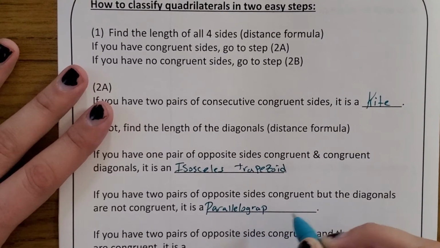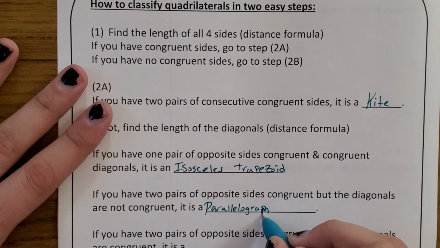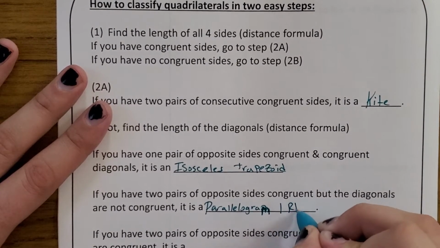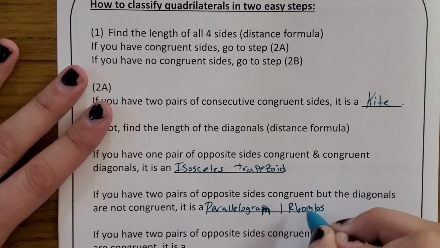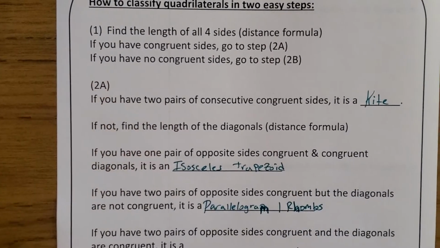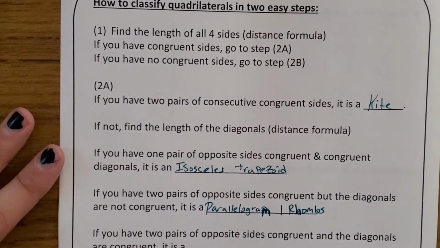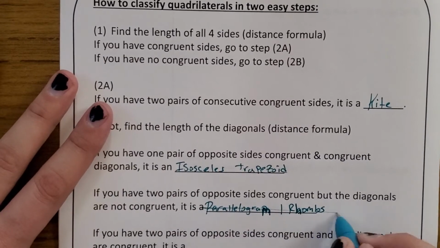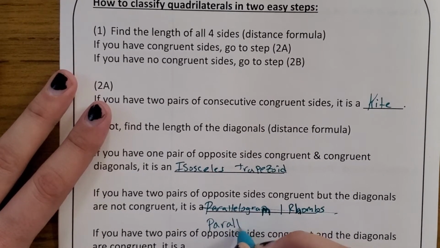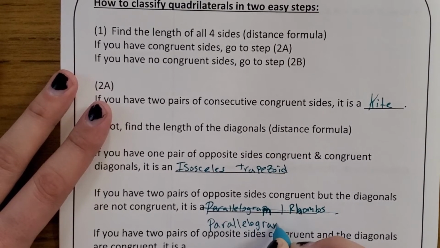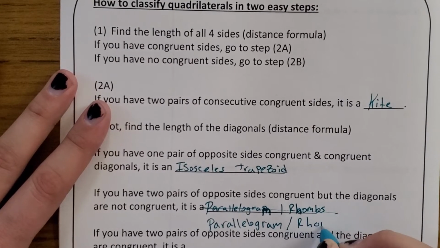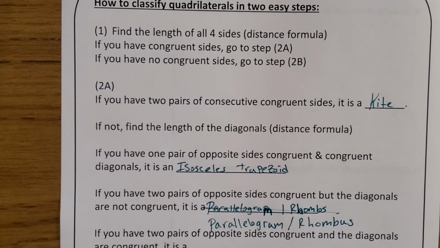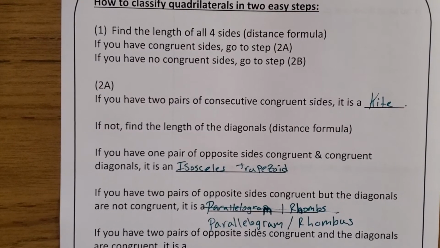Either it's just a parallelogram, or it could be a rhombus. But from there, you could really figure it out. If it's a parallelogram, just the opposite sides are congruent. If it's a rhombus, all the sides are congruent, right? I totally spelled those words wrong. Let me just try that again. Parallelogram and rhombus. Missed the U.